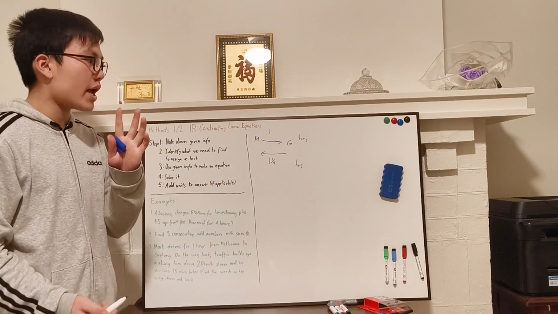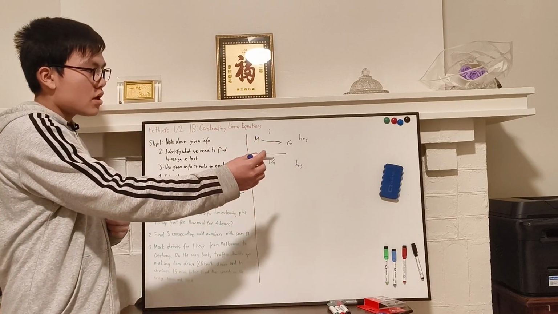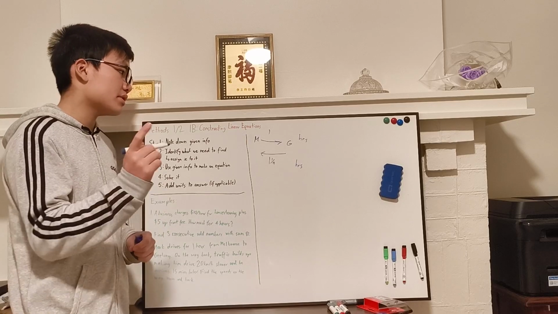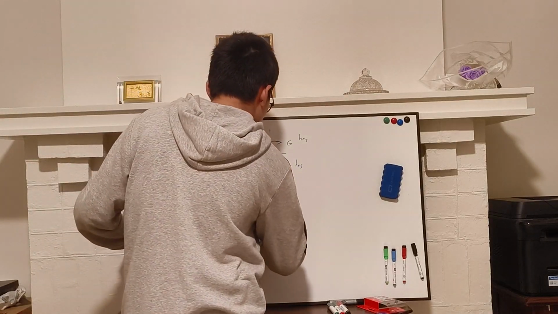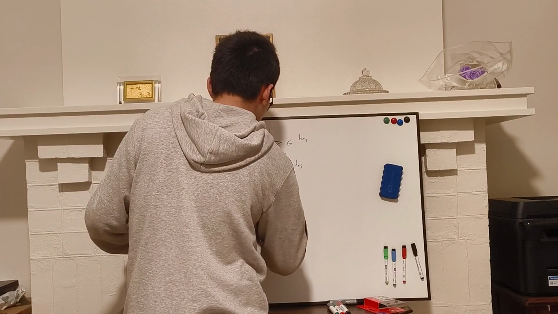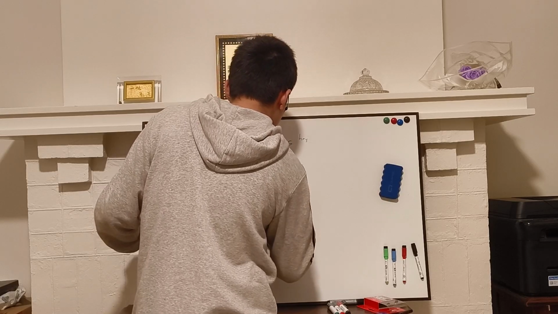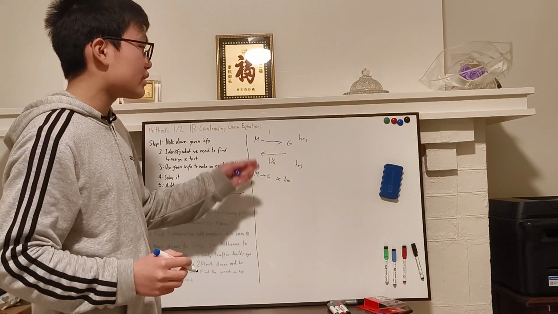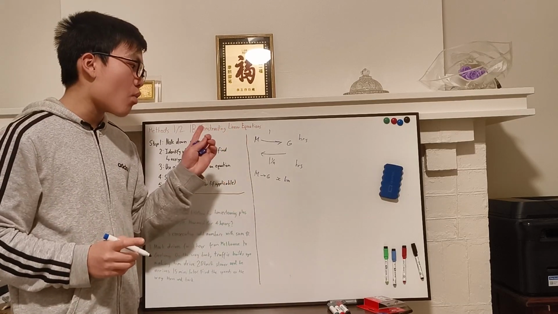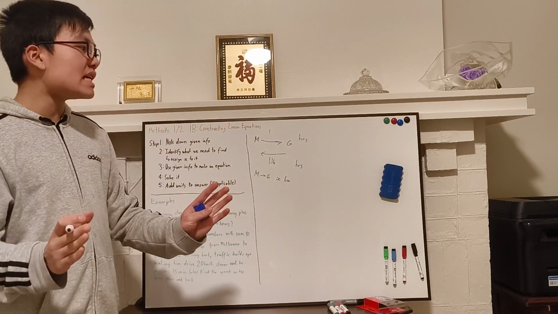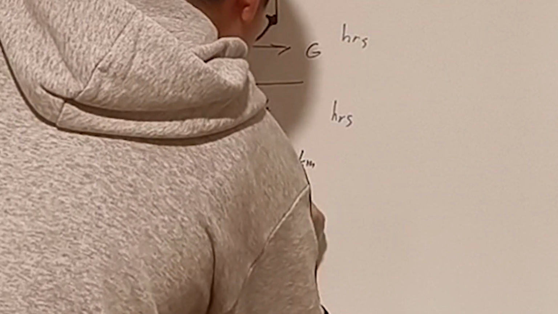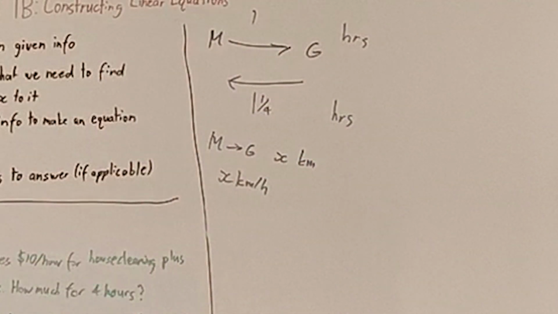So here's what we're going to do now. From Melbourne to Geelong, we're going to label that as x kilometers. This is where we assign the x variable. So Melbourne to Geelong, that is x km. And because he's only driven for 1 hour, that means his speed there is going to be x kilometers per hour.